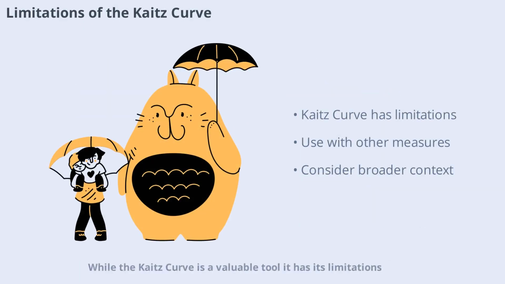While the Kaitz curve is a valuable tool, it has its limitations. It doesn't capture all aspects of wage dynamics, such as informal labor markets or non-wage benefits. Policymakers should use it alongside other measures and consider the broader economic context when designing wage policies. This comprehensive approach leads to better outcomes for workers and society as a whole.